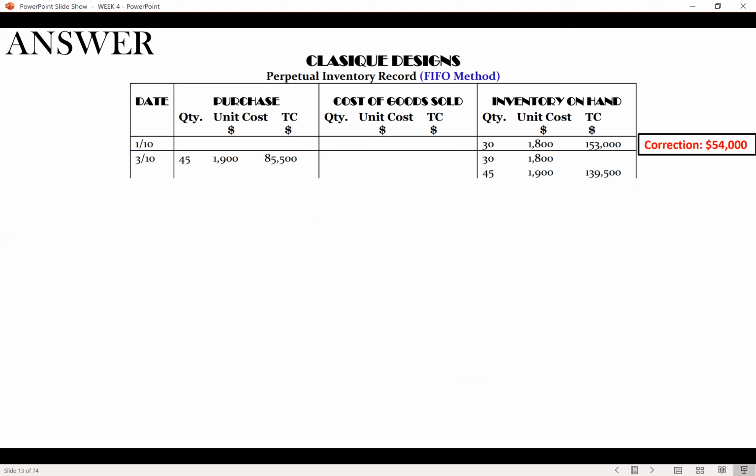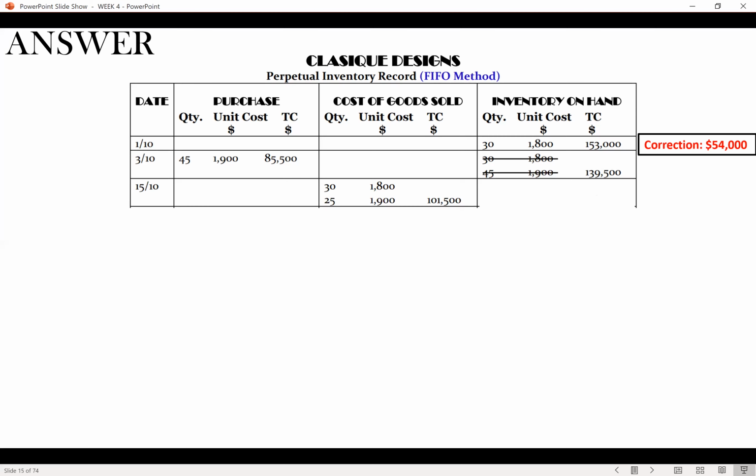So we sold 55 pairs of shoes. The first set of goods that we have is a set with 30 that cost us $1,800 each. Honoring this concept, what we have to do, we have to sell from that 30 first. But we sold 55, so we need 25 more. So what we then do, we go to the next set of goods that we have, and we take 25 pairs from that.